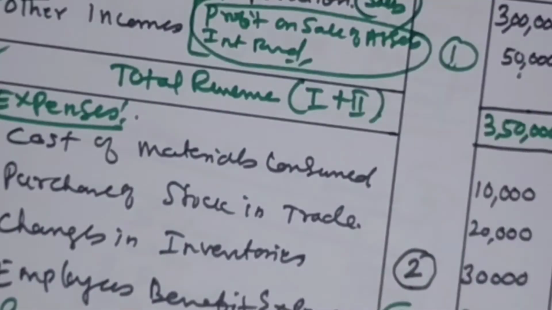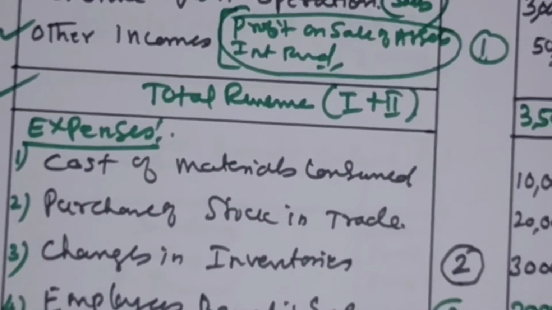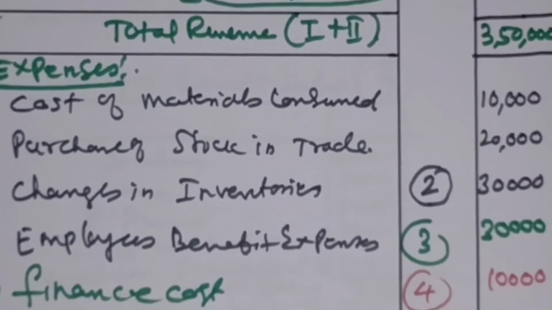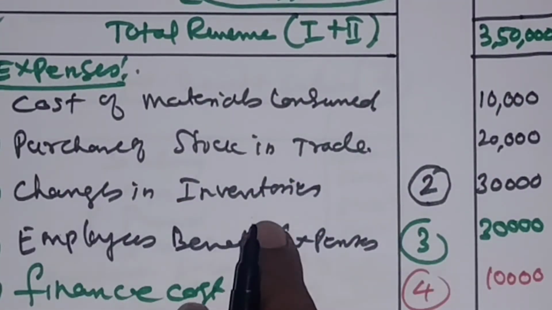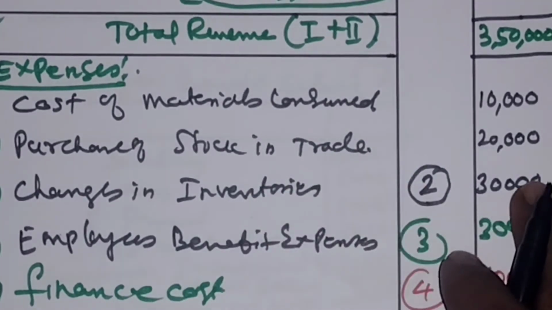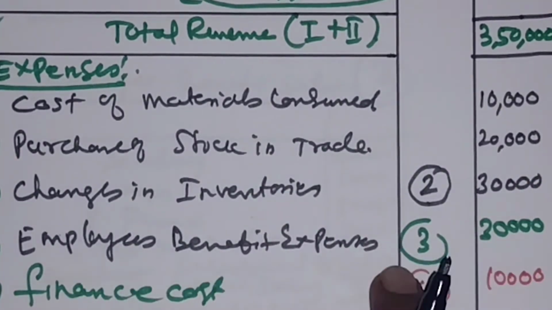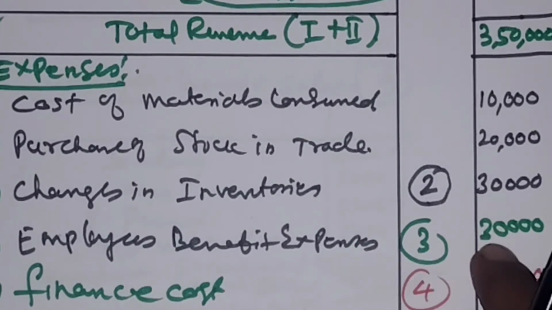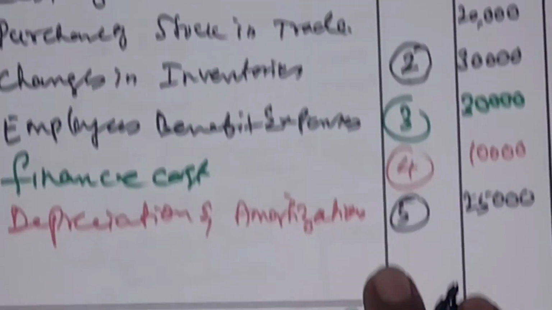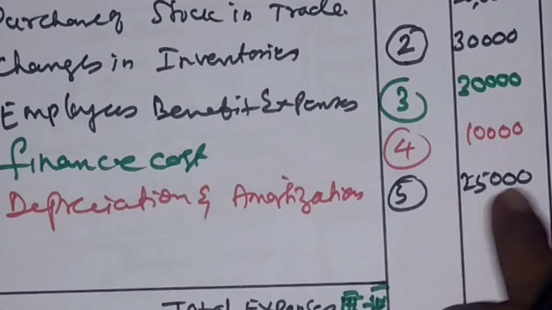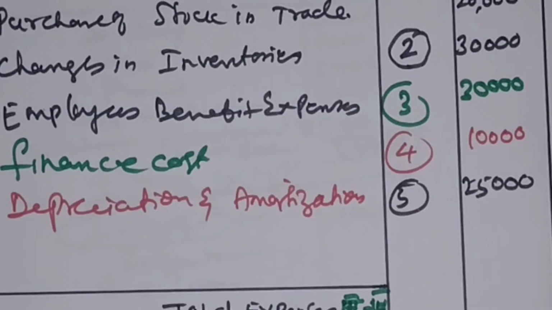Overall total revenue we got 3,50,000. Out of total revenue, first one is cost of material consumed 10,000. Purchase of stock in trade 20,000. Changes in inventories, that is opening stock minus closing stock, we get 30,000. Employee benefit expenses like salaries, wages, staff welfare expenses, provident fund, encashment of leave salary, all put together 30,000. Finance cost is called interest. And depreciation and amortization, depreciation on tangible assets, amortization on intangible assets, put together 25,000.